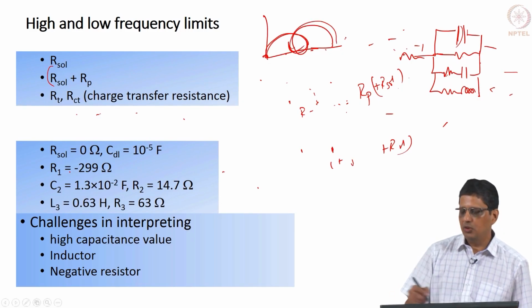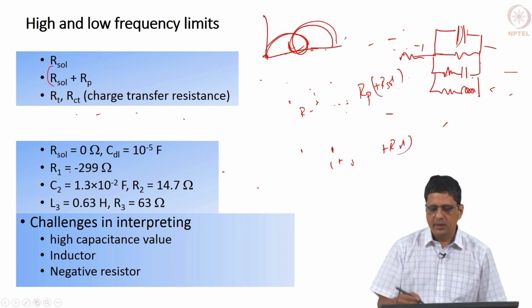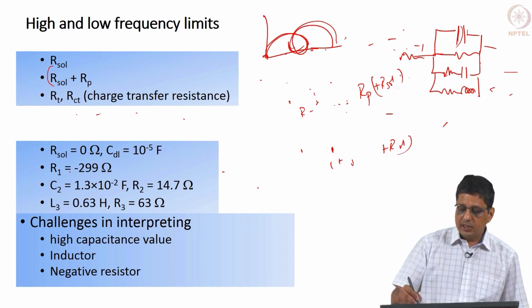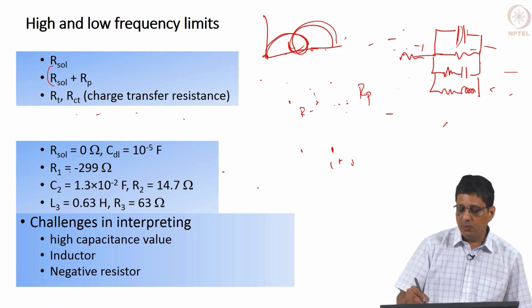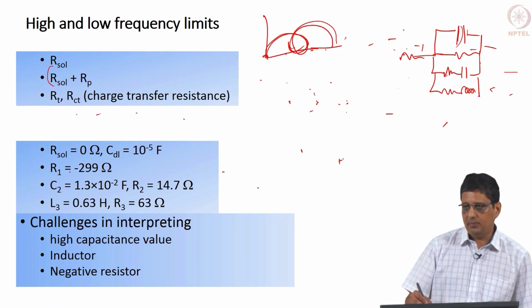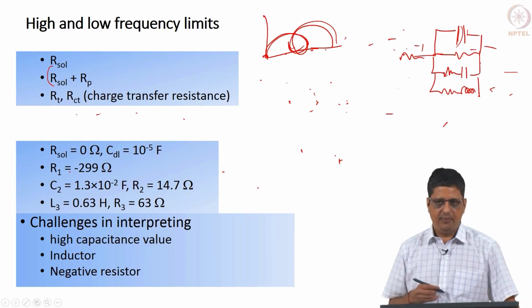This loop is a capacitive loop, I will use a resistance and capacitance. Now, if you just use this circuit normally and do not realize that this number has to be negative, you will have a problem. You will not be able to fit it correctly.